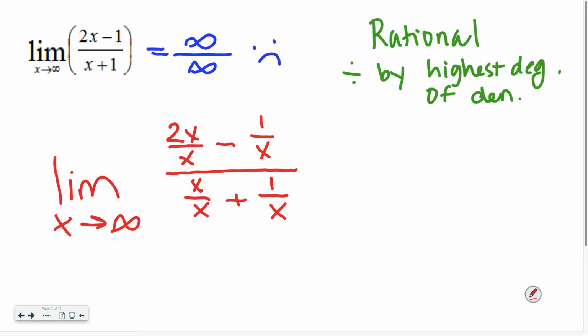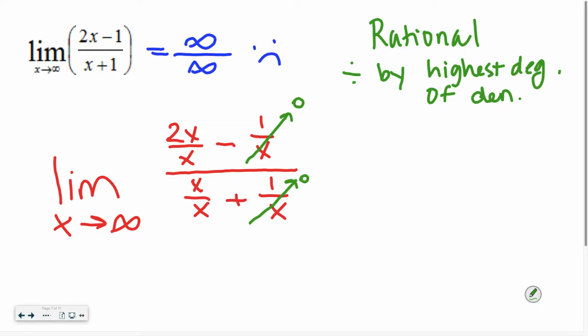This is exciting, right? The limit as x approaches infinity of 1 over x. The denominator is going to be bigger, but the fraction is going to be smaller. So we're going to 0. The limit as x approaches infinity of 1 over x.